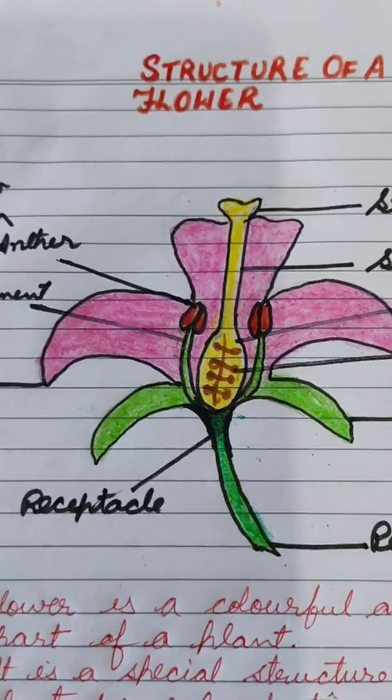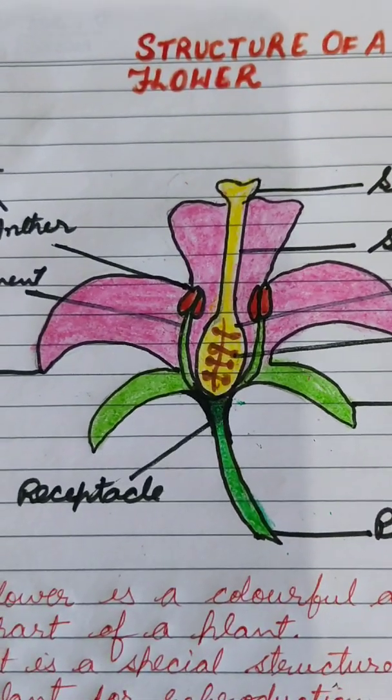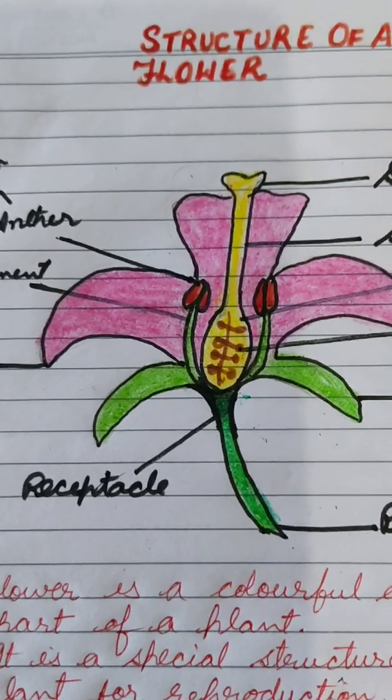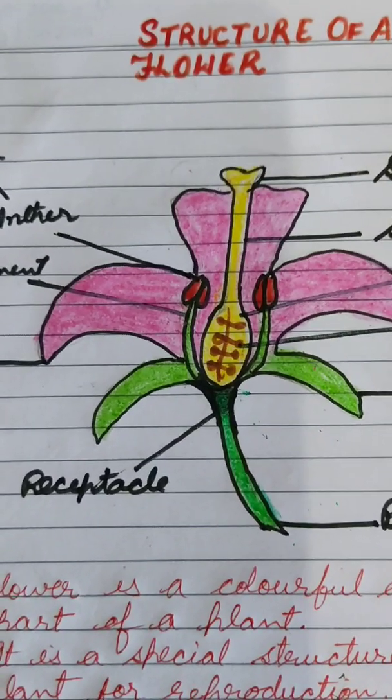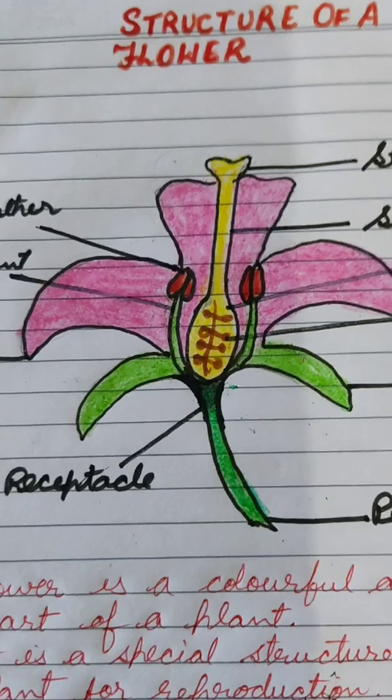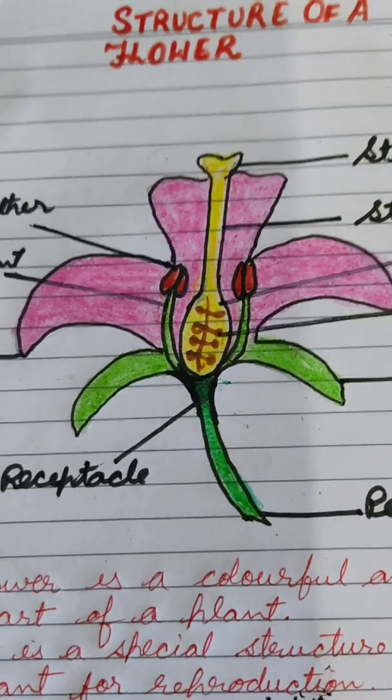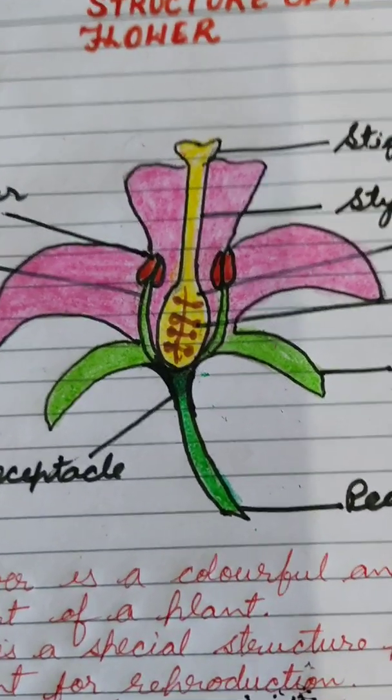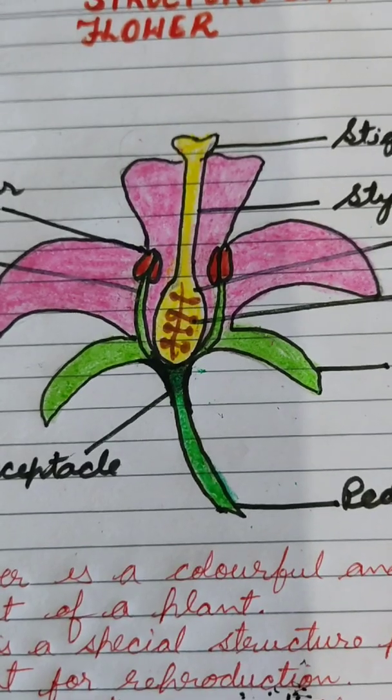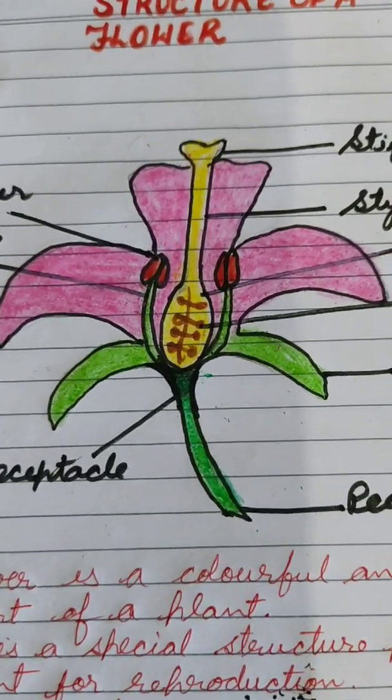Learner, you have seen a number of plants in your surroundings. Can you tell me which is the most attractive part of the plant? Yes, it is the flower, and today we will learn about the flower and its parts. So let us see what a flower is.